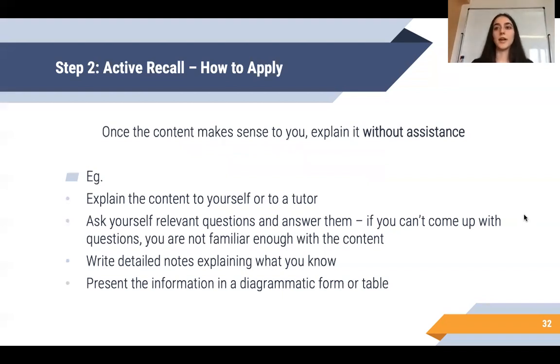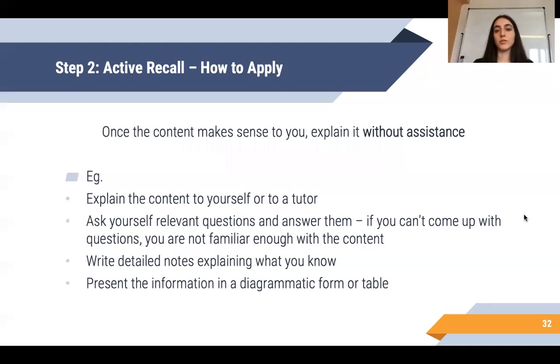And how do you apply active recall? There are many ways to apply it, but the common factor across all of them is that you have to do it without any assistance. So don't look at your notes, don't watch any videos when you try to apply this method, just rely on your memory. Some examples of ways that you can apply it is by explaining the content to yourself or to a tutor. You can ask yourself relevant questions and answer them.